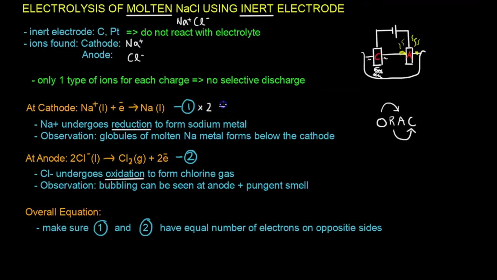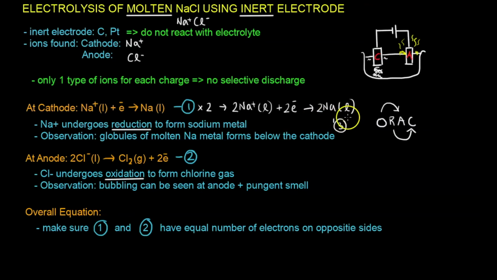So I will form 2 Na plus liquid. I'm just multiplying everybody here by 2. So it gives me 2 electrons and 2 Na liquid. You can see that I can name this as equation 3.